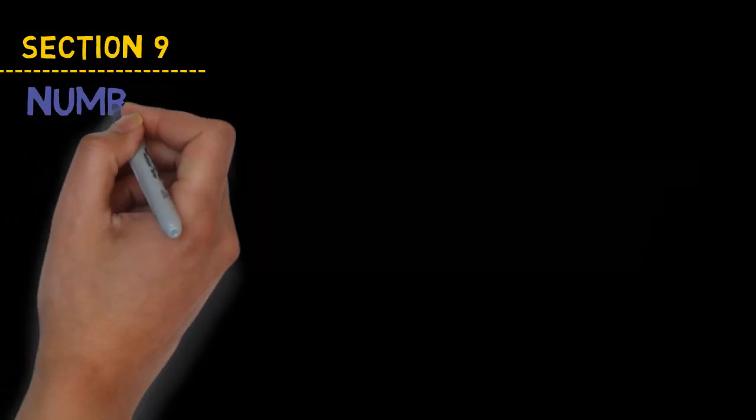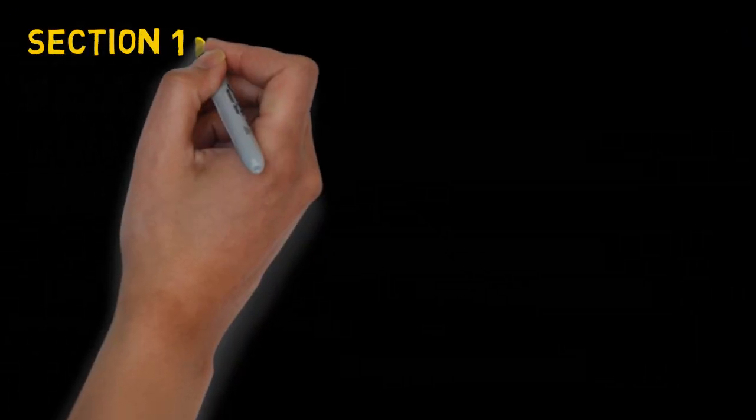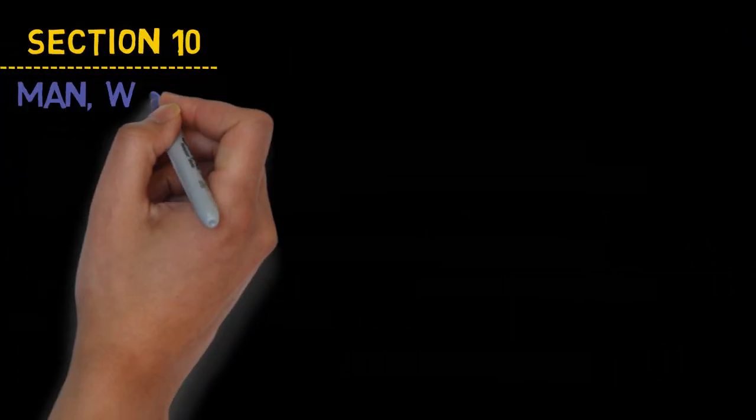Now let's move to Section 9. Section 9 talks about the number. According to Section 9, unless the contrary appears from the context, words importing the singular number include the plural number, and words importing the plural number include the singular number. This means if the language of any provision in this IPC indicates plural number, that would include singular number also, and vice versa. Moving to Section 10, which talks about man and woman.